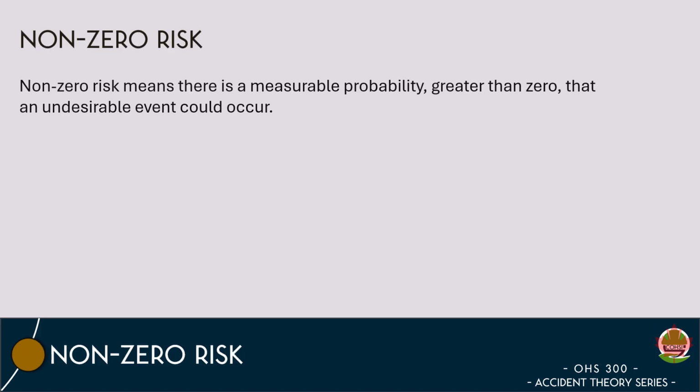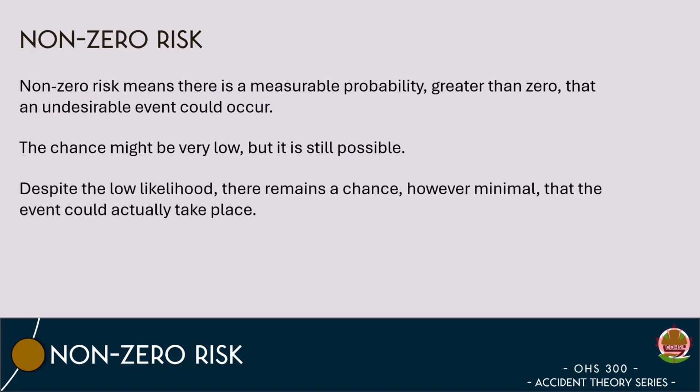Non-zero risk refers to the concept that there is a measurable probability, greater than zero, that an undesirable event could occur. This means that while the chance of the event happening might be very low, it is still possible. For example, if a certain risk has a 1% probability of occurring, this represents a non-zero risk because despite the low likelihood, there remains a chance, however minimal, that the event could actually take place.